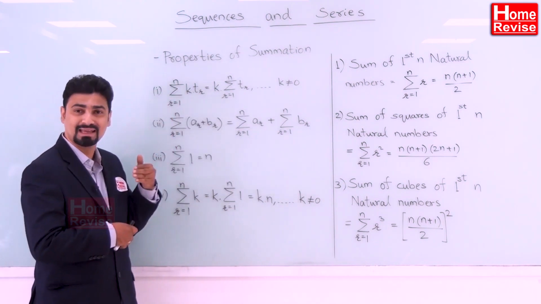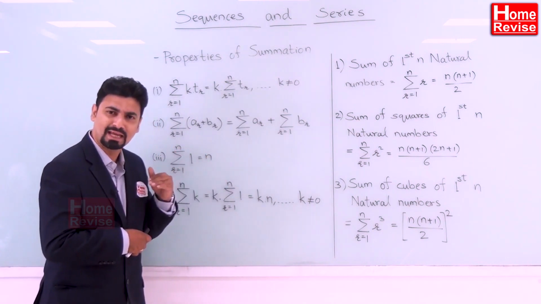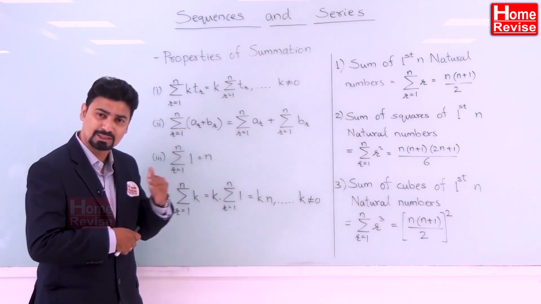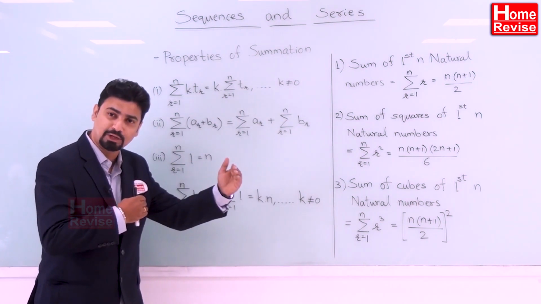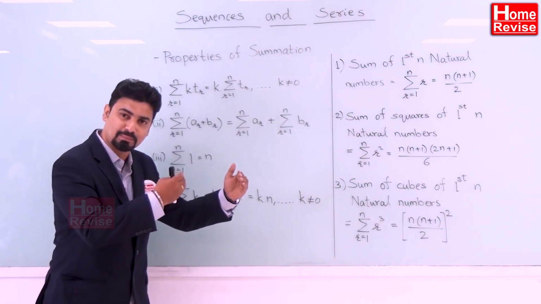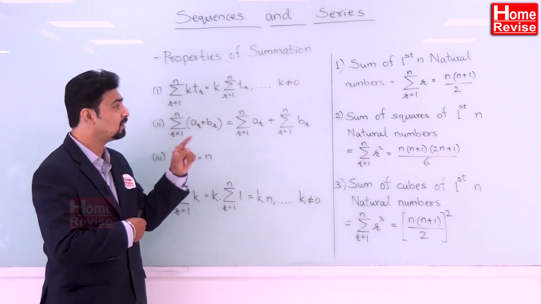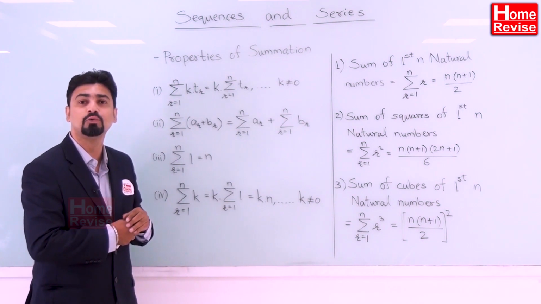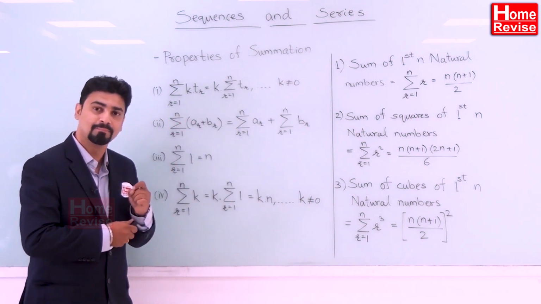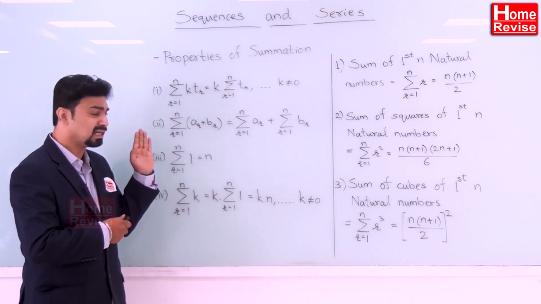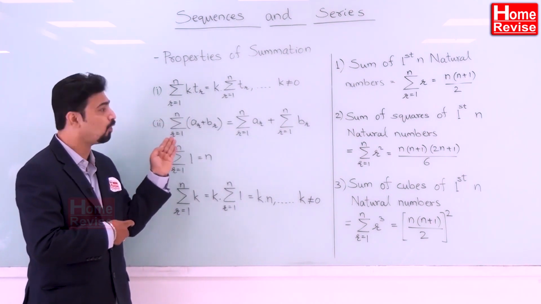So, here it was k into t1 plus k into t2 and so on, which can be written as, after taking k as common outside, k into summation of t1 plus t2 plus t3 plus t4. That's what we have represented by using the symbol of summation. The only condition here that you need to take care of is k should be a non-zero number. Correct?